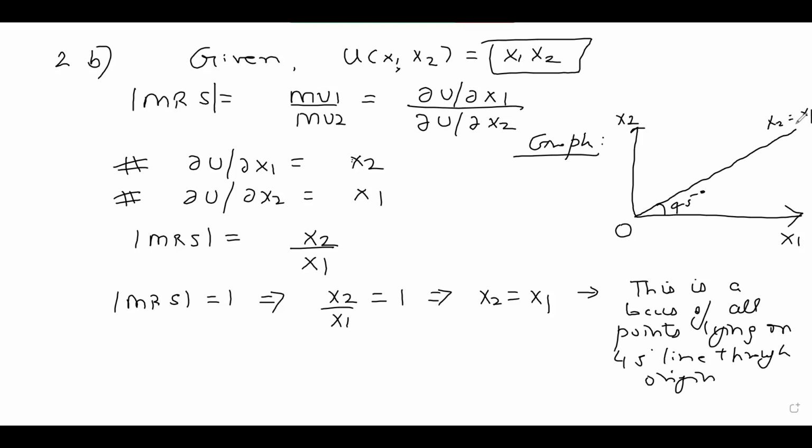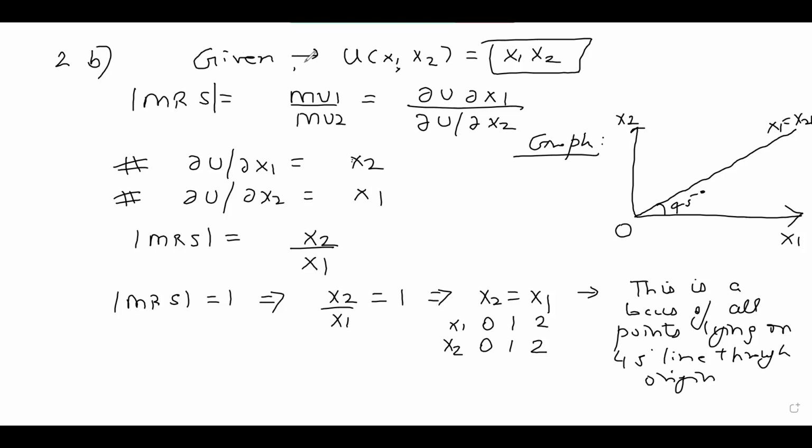You can take points also. When x1 is 0, x2 is 0. When x1 is 1, x2 is 1. When x1 is 2, x2 is 2, and so on. When you plot, you get a 45-degree line. This is my line for x1 exactly equal to x2. So I can write here x1 equal to x2. Okay. So I hope students have understood this.